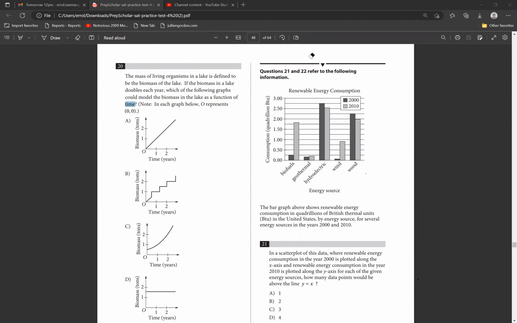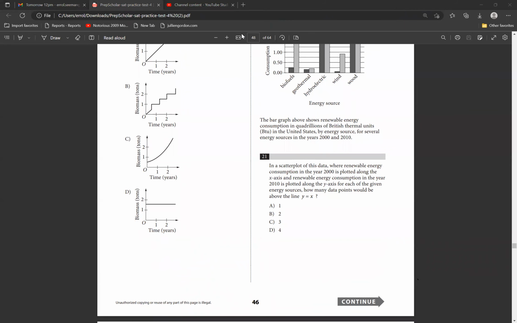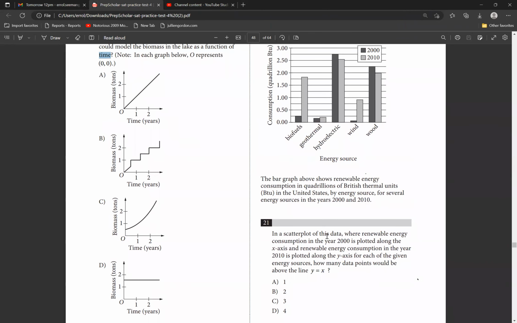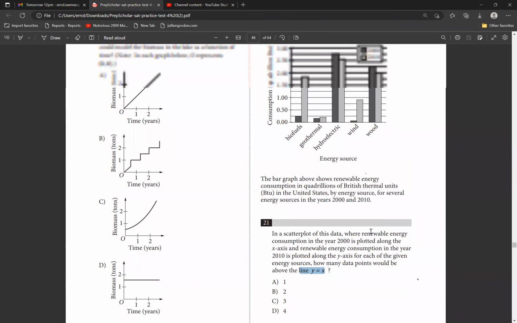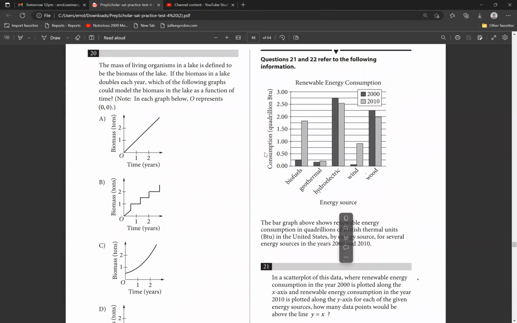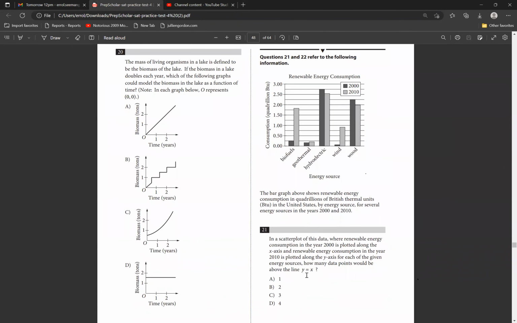All right, that's 20, 21. In the scatter plot of this data, where renewable energy consumption in the year 2000 is plotted along the X, and renewable energy consumption in the year 2010 is plotted along the Y, for each of the given energy sources, how many data points would be above the line? What does this line look like? Y equals X. Y equals X is just a straight diagonal line. 1, 1, 2, 2, 3, 3, 4, 4. It looks like this one, actually.